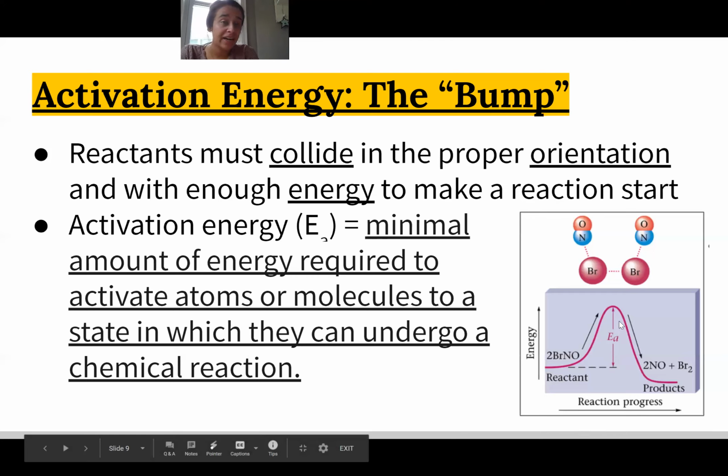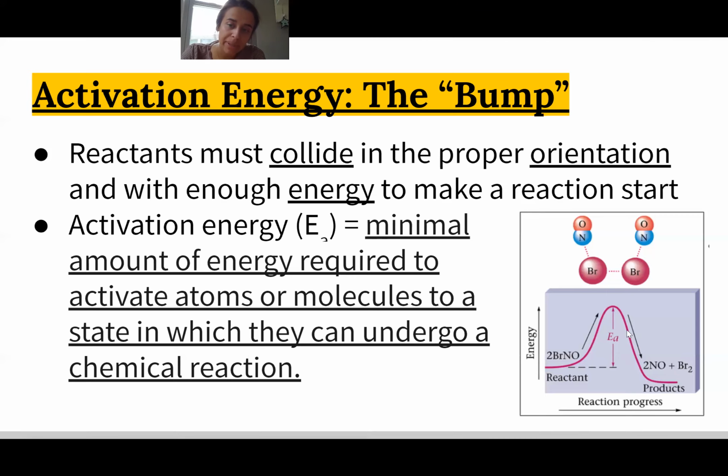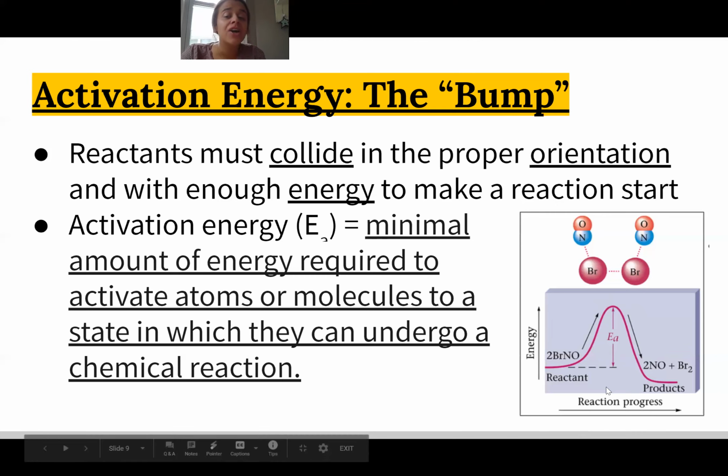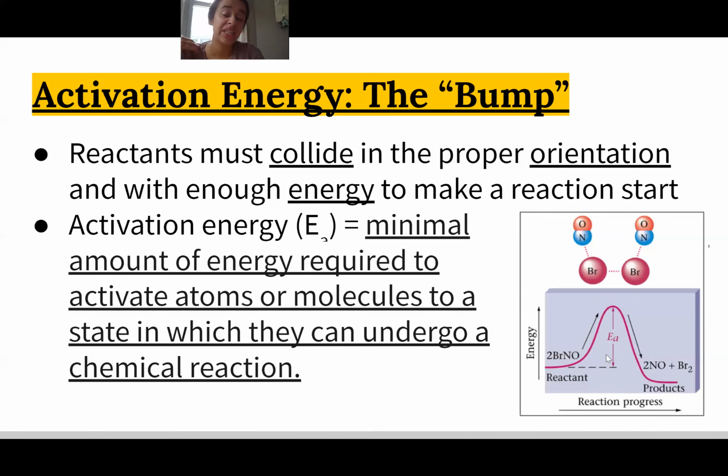So that is signified on our graph over here at the bottom right with this big bump. So it's called the bump, this big bump right here. That's how much energy we need from down here to up here, this EA, in order to begin our reaction. So some reactions simply don't happen without outside help because it's so much energy to overcome.